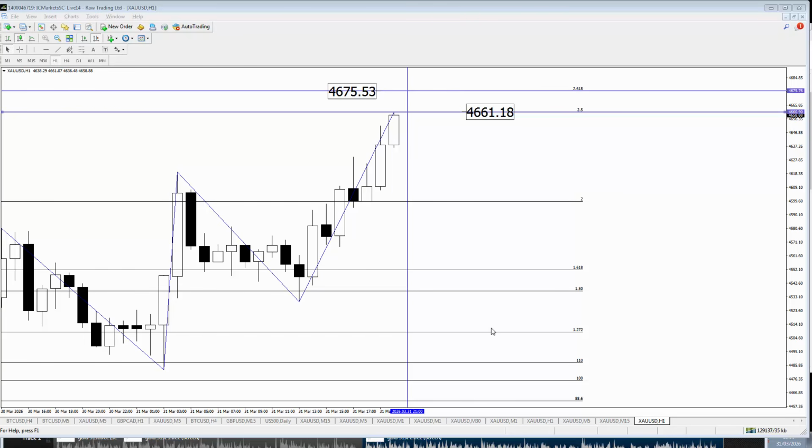I decided to expand the price levels so that you can actually see them far more clearly. So we've got this line here, which is the 2.5 level, and that's at 4661.18. And we've got this one up here, which is 4675.53, and that's a 2.618 level. So we're very, very close to the time for the turn. I would think we're probably going to get to the higher level. I don't know. At the end of the day, both levels are equally valid. Sometimes it's a 2.618 and sometimes it's a 2.5.